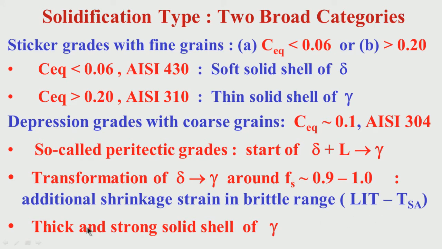So here we have a thick and strong solid shell of austenite. At the end of the solidification, it is already austenite. It is thick because microsegregation is less, as initial solidification was through delta. So a relatively thick solid shell, a thin mushy zone, and a strong solid shell because it is austenite. So there are two broad categories of solidification characteristics and cast structure depending on the chemistry of the alloy. This we have to keep in mind.